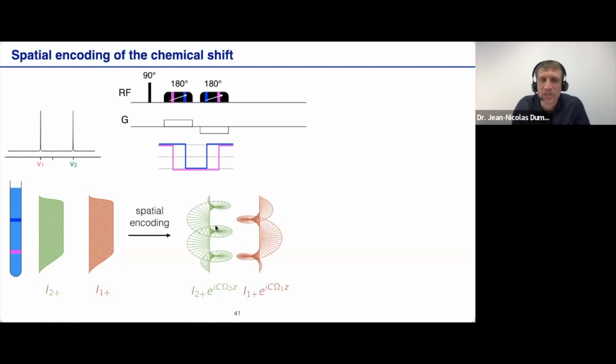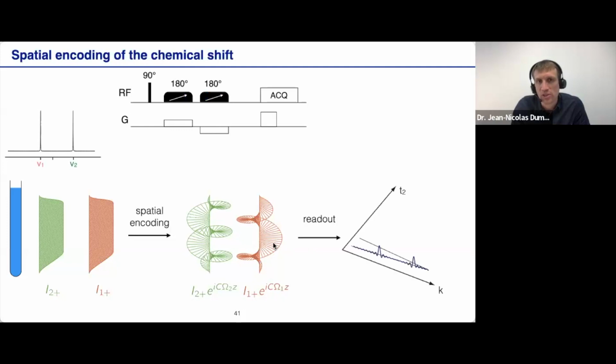And as a result, the magnetization forms a helix with the pitch of the helix that is a function of the offset. So the chemical shift information has been encoded spatially. That information is decoded during acquisition with a readout gradient that results in the formation of echoes, the position of which is proportional to the chemical shift.